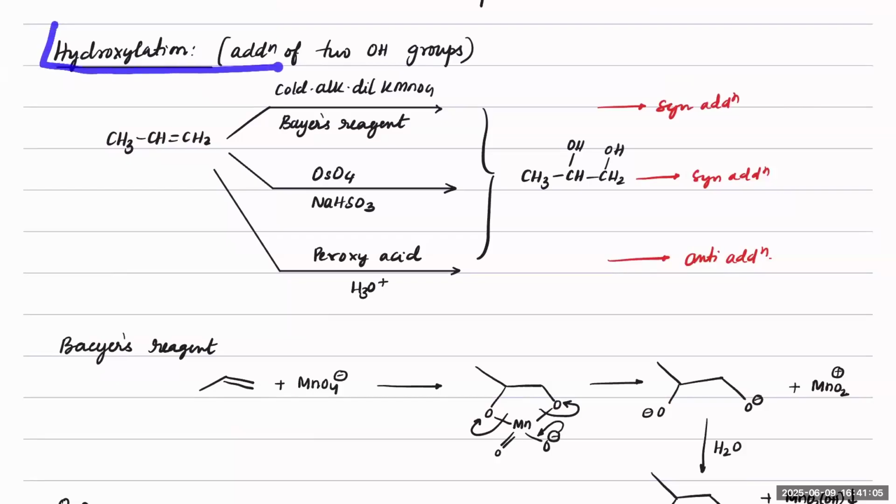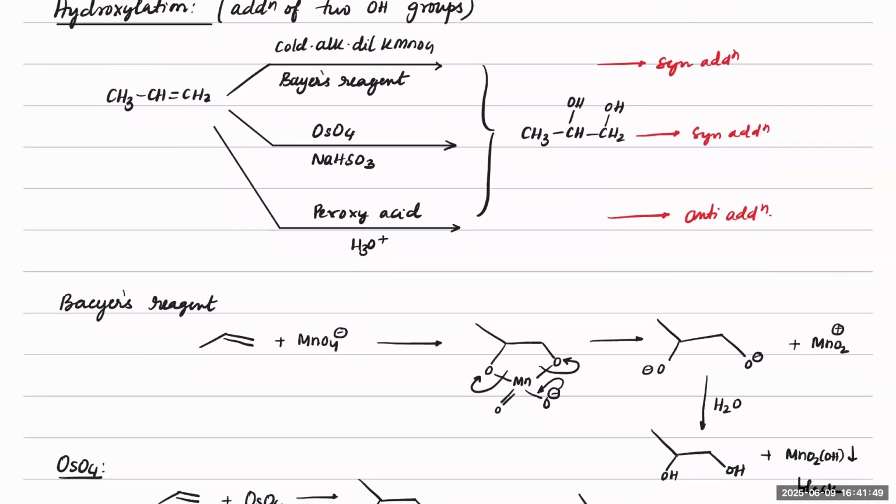The next addition reaction which you will notice is hydroxylation. If you have an alkene and you react it with cold alkaline dilute KMnO4, which is a purple-pink colored solution, on adding that, it will become a colorless solution of this molecule. And this will give a syn addition. So what did we get here? We are getting vicinal diols, and vicinal diol formation is what we call hydroxylation. Clear, beta?